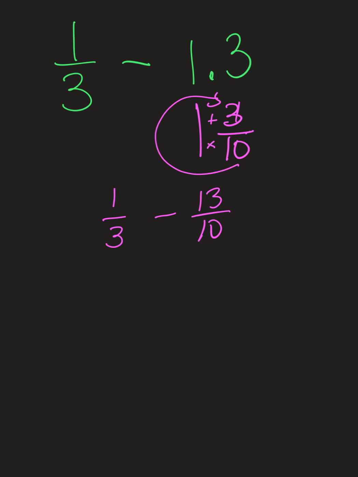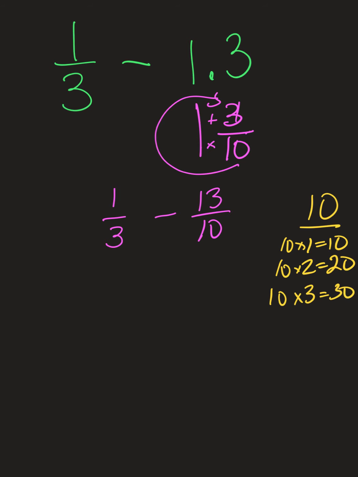My next order of business is to find a common denominator. Now I could list my 3's out, but my 10's are going to make my life a little easier. So I have 10 times 1 is 10. 10 times 2 is equal to 20. These are both not divisible by 3. 10 times 3 is equal to 30. And hey, it's a 3 there. So I'm going to adjust both of these fractions so that they have the same denominator of 30.